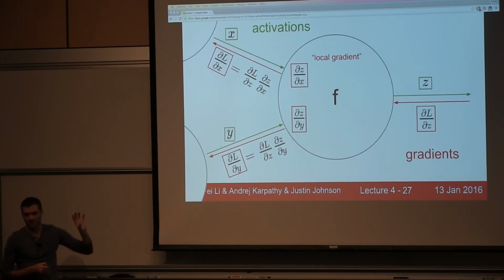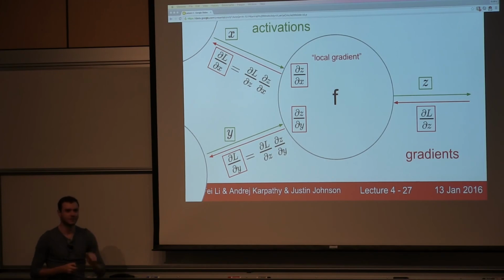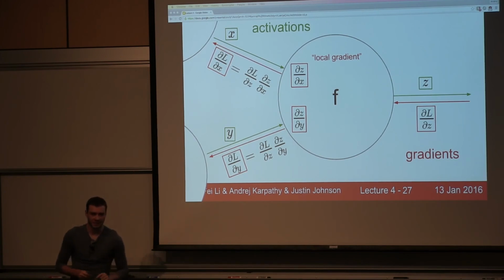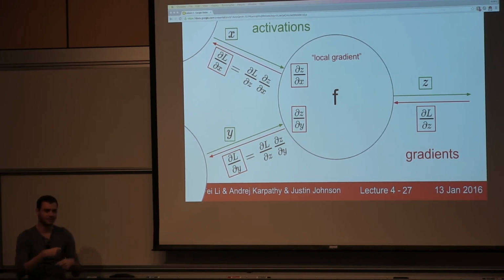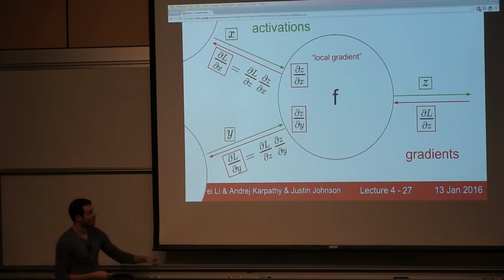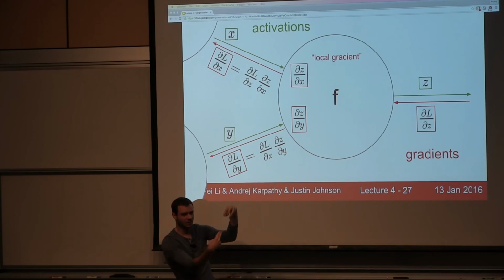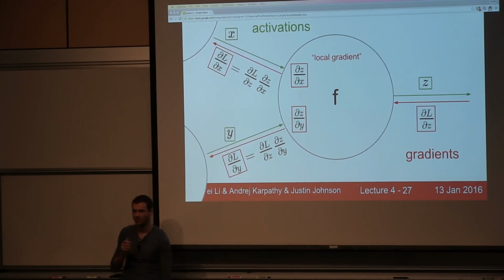But I don't know if there are any questions at this point that anyone would like to ask. Go ahead. What happens if z is used by two other nodes? So if z is used by multiple nodes, I'm going to come back to that. You add the gradients. The correct thing to do is to add them. So if z is being influenced in multiple places in the circuit, the backward flows will add. But we'll come back to that point.